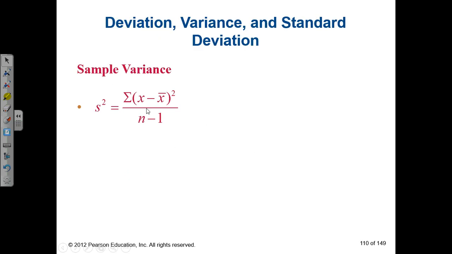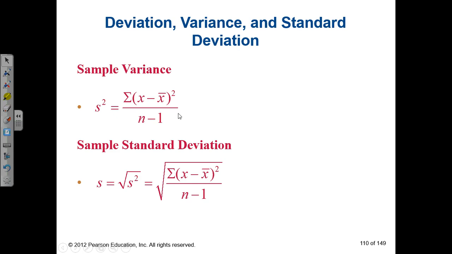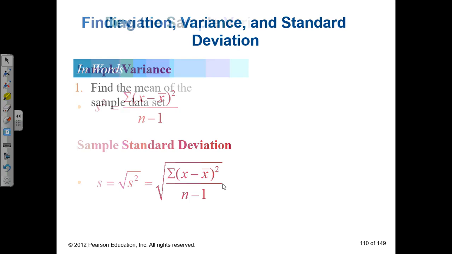To do the sample, we do everything the same, except in the very end, instead of dividing by n, we divide by n minus 1. But again, we still have our units squared, so we take the square root of the variance and we get the standard deviation, which brings us back to the original units.